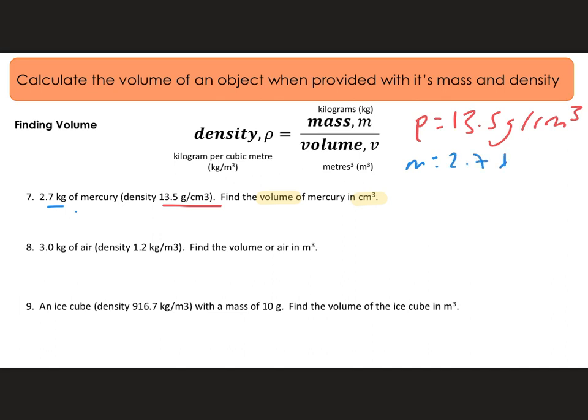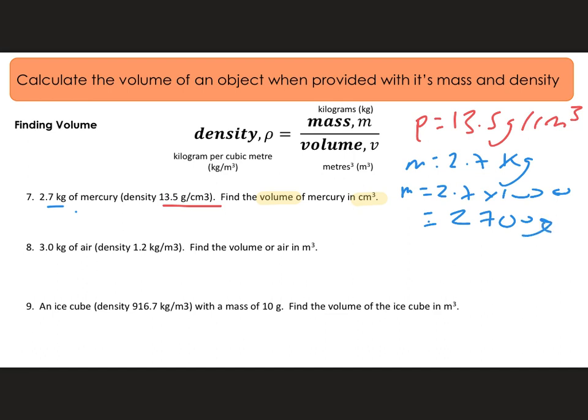So I want to change my mass or my density so they're both in kilograms or grams. I think here it might be easier just to go into grams. So to change 2.7 kilograms into grams, I need to times by 1,000. So mass is going to be 2.7 times 1,000, because that's how many grams there are in a kilogram. And that means that my mass now is equal to 2,700 grams.